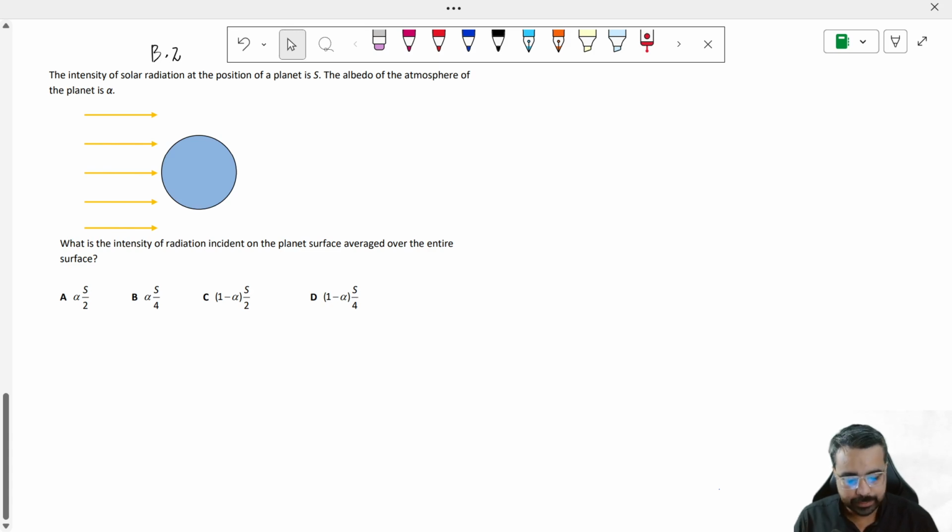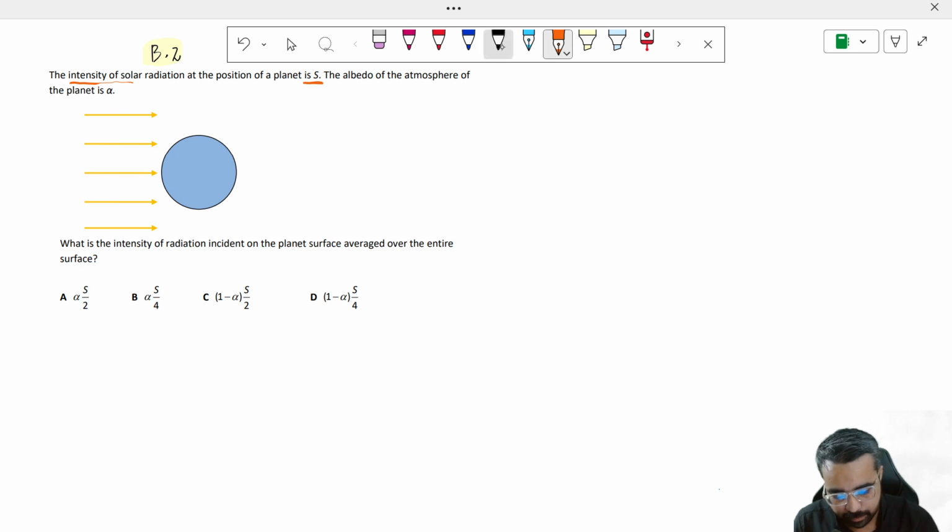This question is about the albedo and the intensity of the absorbed light on average on the surface of the planet. Okay, and this is about topic B.2 of IB Physics. You see a diagram of the planet, and according to the question, the intensity of the solar radiation is S at the position of the planet.